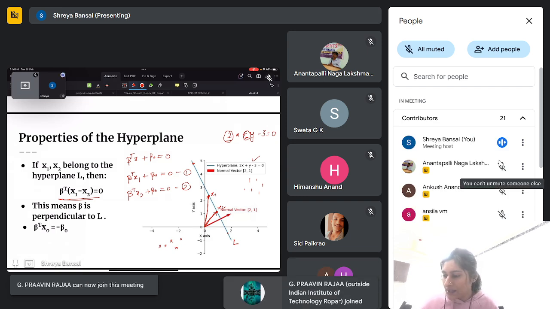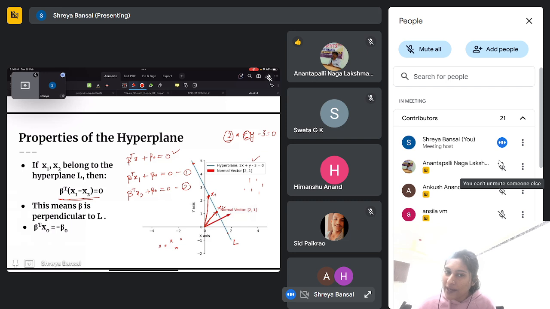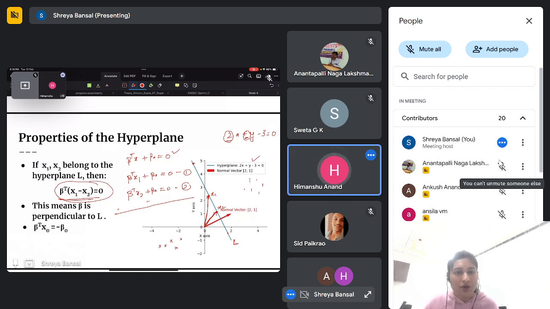It's a simple thing. The equation of the line is written like this, and x1 and x2 are present on this line, so the equation should be satisfied by x1 as well as x2. Now just subtract both these equations. What will you get? We get beta transpose times x1 minus x2. This is how we get this equation.